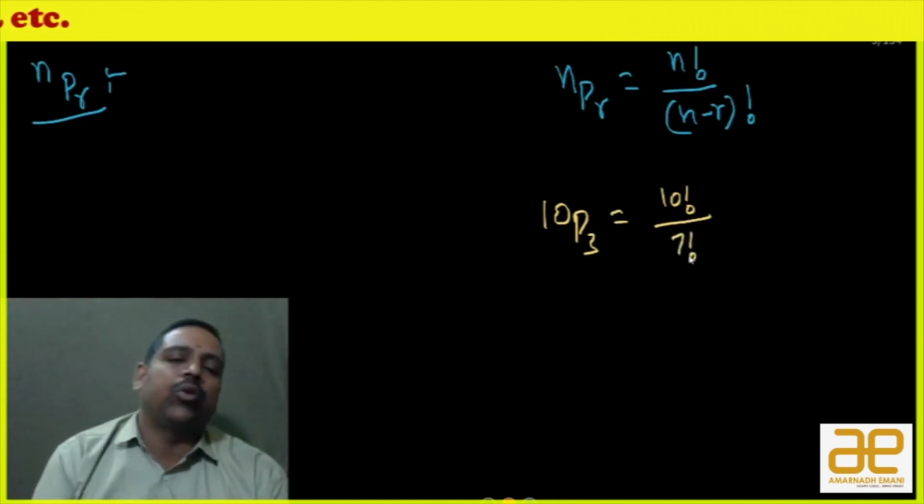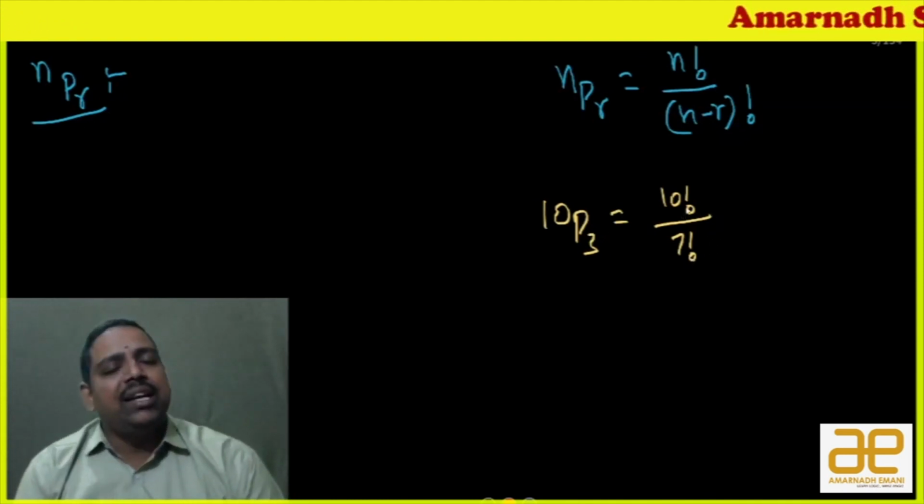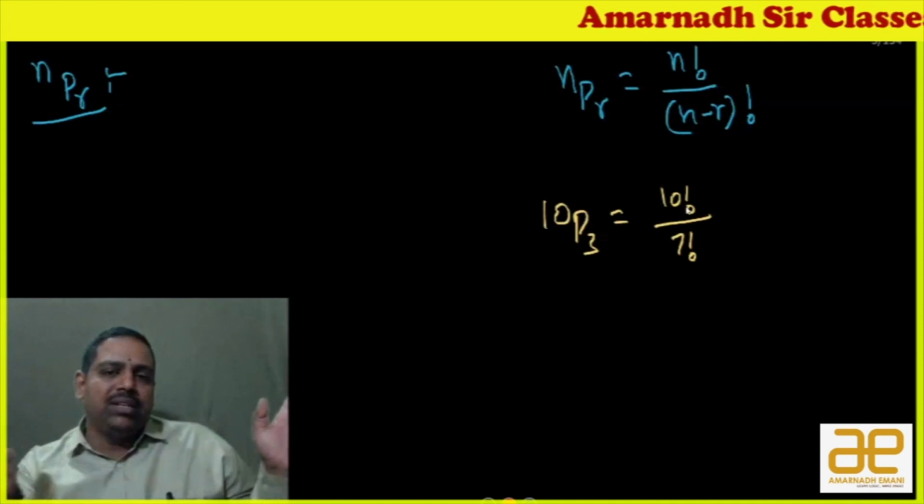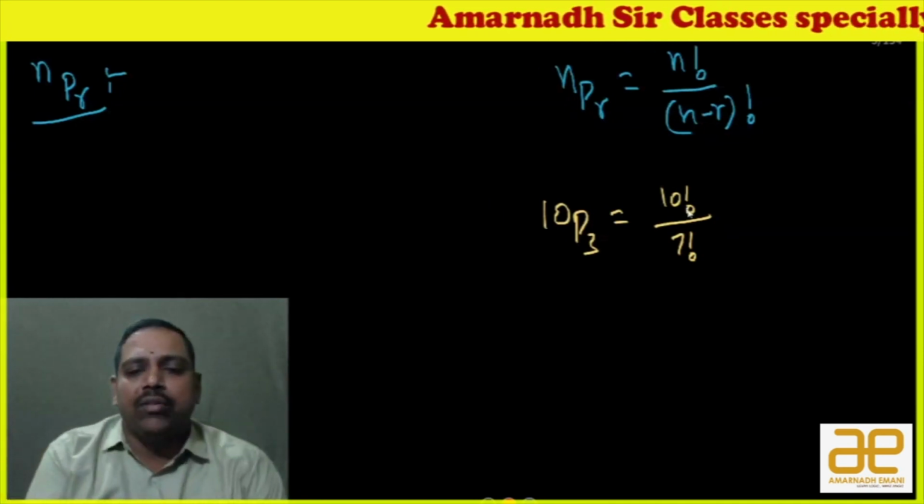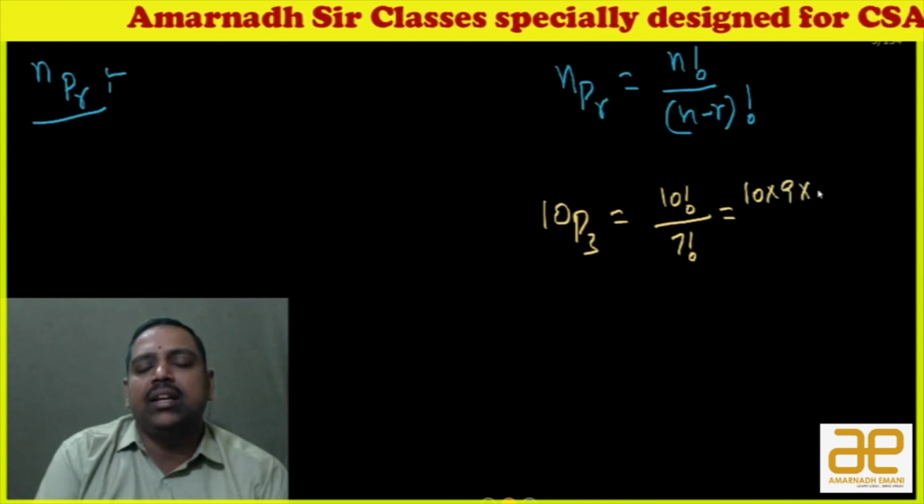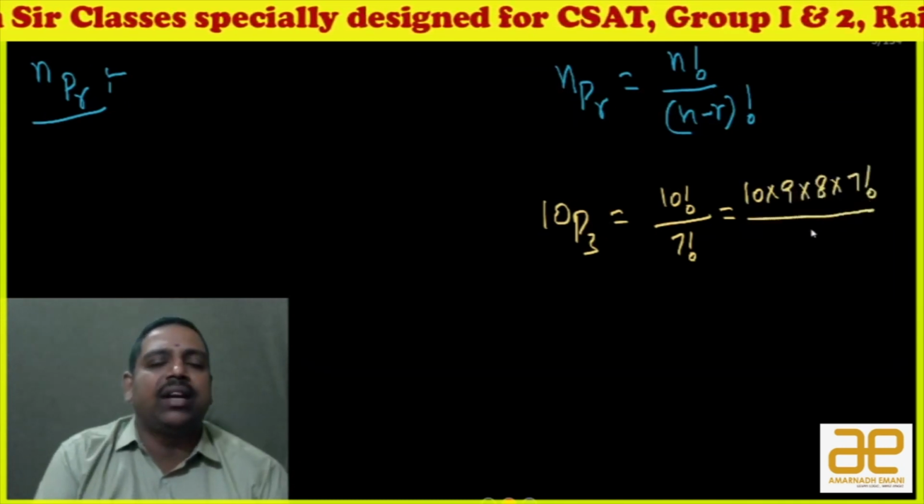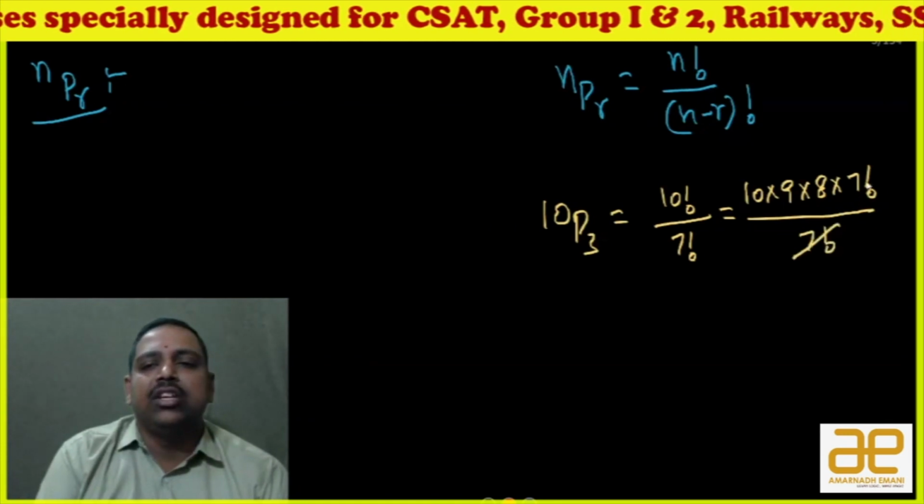7 factorial. But here we have a problem: if you want to write 10 factorial, you should go with long numbers, and 7 factorial means again long. That's why I will expand 10 factorial as 10 into 9 into 8 into, I will stop here because the denominator is already 7 factorial, right? I will write like that. Then these two get cancelled.